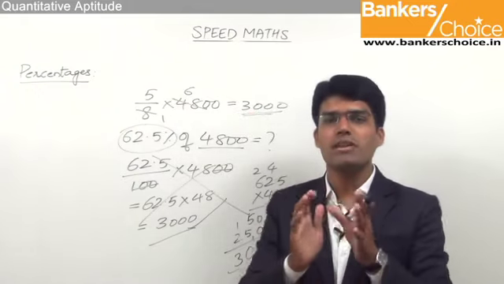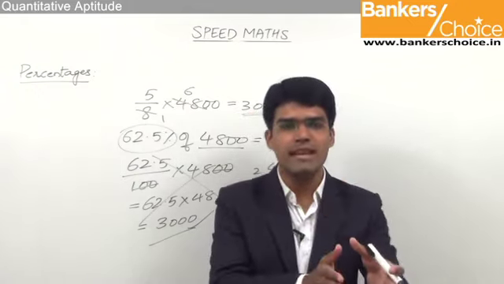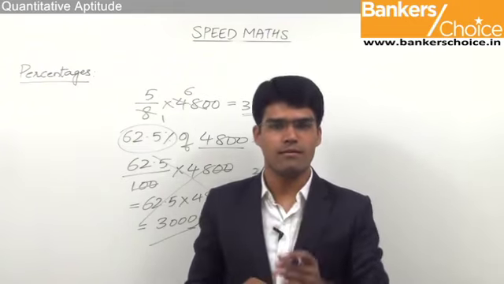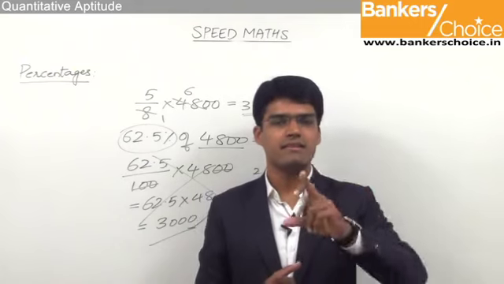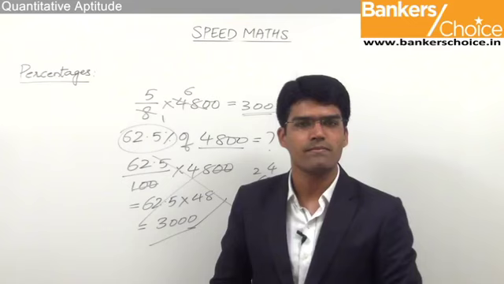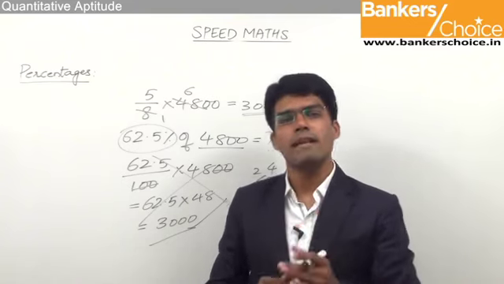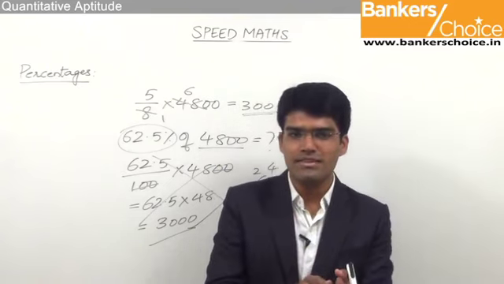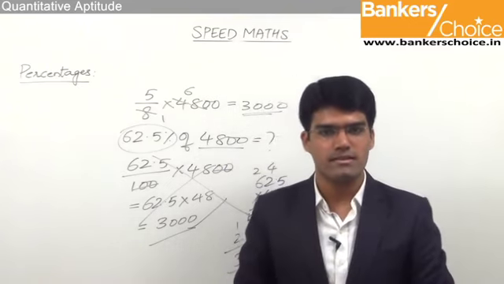Why? Because we can visualize the answer here. 5 by 8 is 62.5. So 5 by 8 into 4,800. 48 by 8 is 6. 6 into 5 should be 30. So 30 with 2 zeros will give us 3,000. So this is the key in finding out percentage related answers. That is nothing but knowing the given percentage in terms of its equivalent fraction.